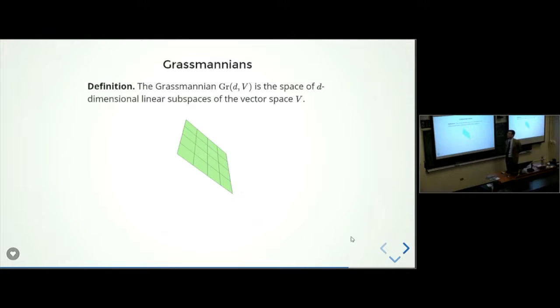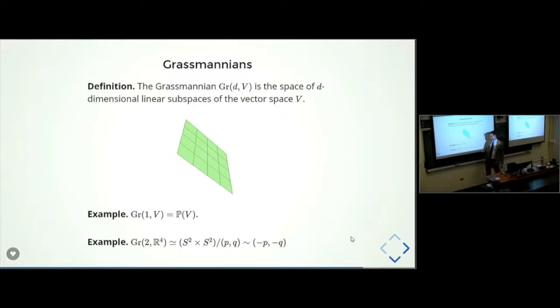And so the setting is Grassmannians. I have a vector space, say an n-dimensional vector space, and I'm interested in all d-dimensional linear subspaces of this n-dimensional vector space. So all d-dimensional planes through the origin in my vector space, right? For example, the Grassmannian of one-dimensional linear subspaces of a vector space is also just projective space over that vector space.